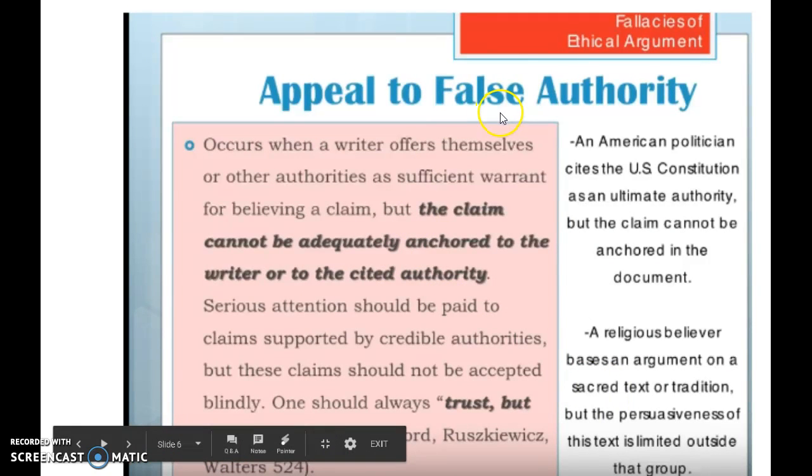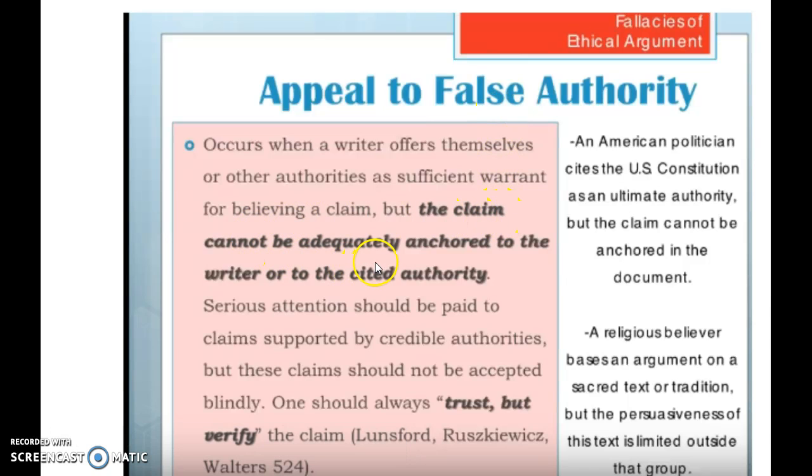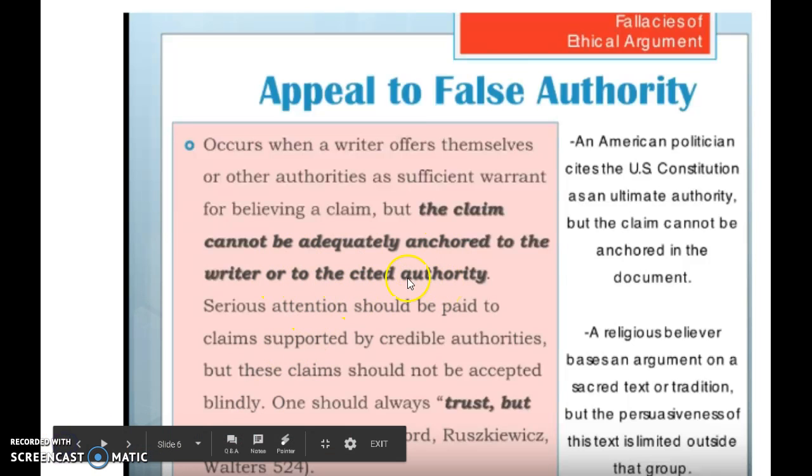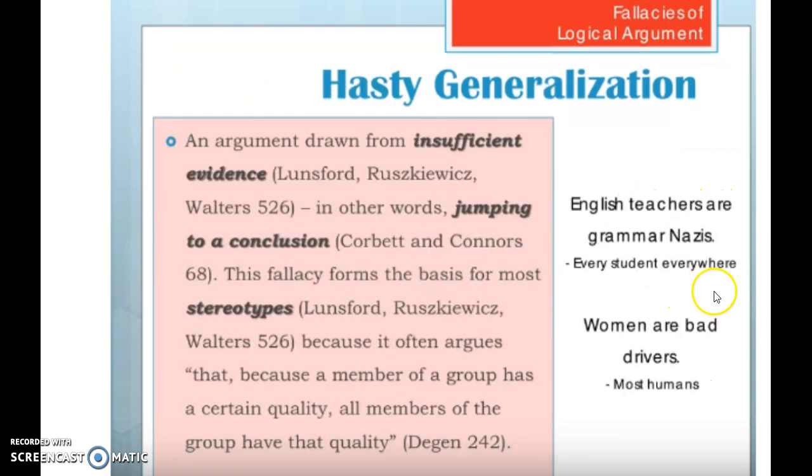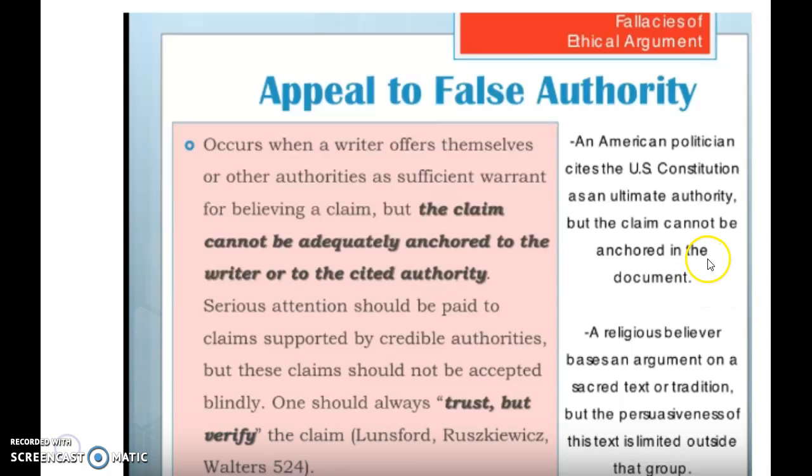Appeal to false authority. It's when your claim cannot be adequately anchored to the cited authority, and what that means is that the authority really doesn't have any trust or credibility. So an American politician cites the U.S. Constitution as an ultimate authority, but the claim cannot be anchored in the document. What that means basically is that the politician may not have the authority to know what exactly the Constitution says and whether it is the ultimate authority. So that politician may not be the correct person to talk about the Constitution.